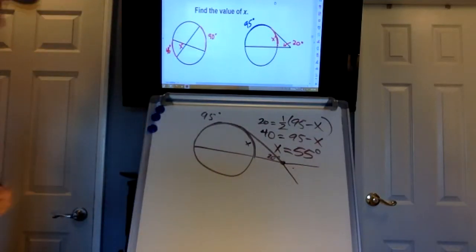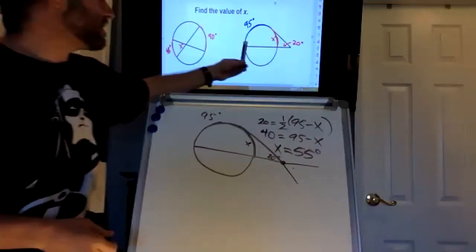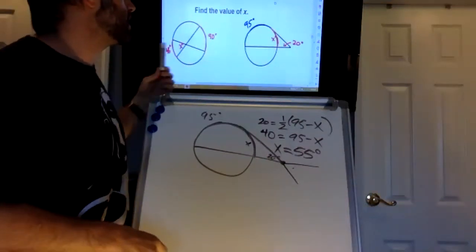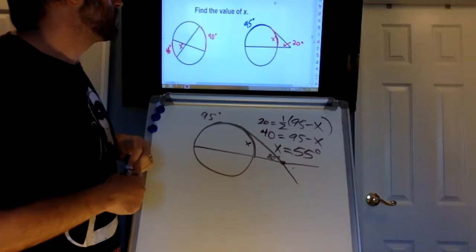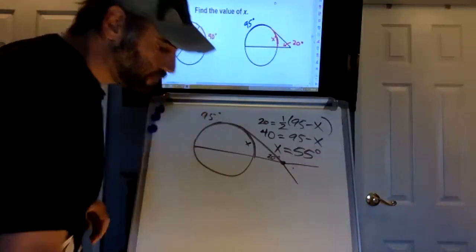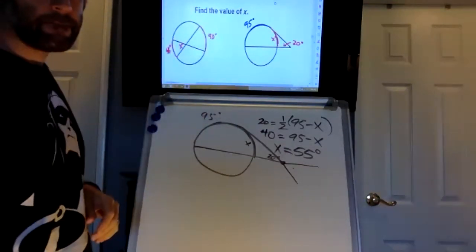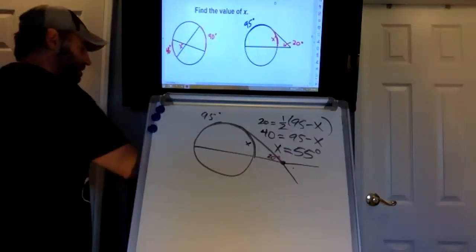Okay? So if you were to think that that was a semicircle, you would have shown that it was not. Okay, any questions? All righty then.